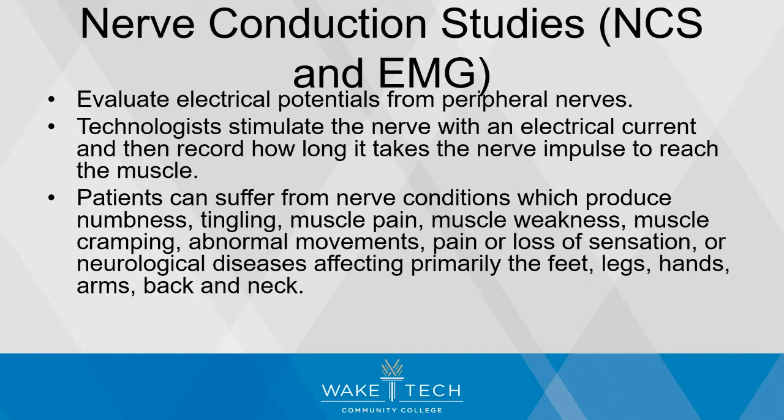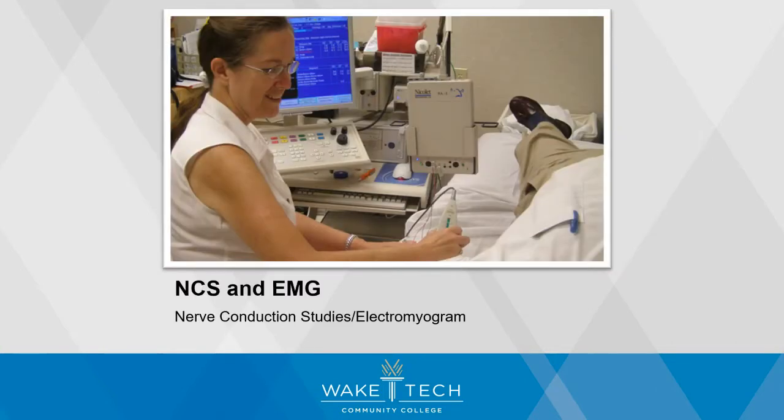But it can be done for numbness, tingling, muscle weakness, cramping, abnormal movements, all sorts of things like that can be tested with nerve conduction studies and EMG. And that's what this looks like here. This young lady is stimulating the patient at the wrist and looking to see how those peripheral nerves are responding to the stimulation. So probably making sure he doesn't have carpal tunnel, or deciding how bad his carpal tunnel is if he does have it.